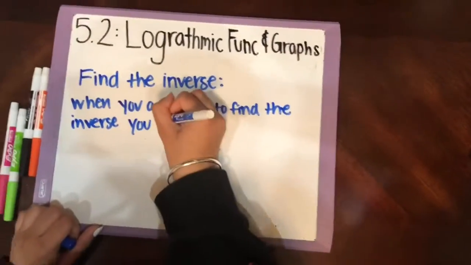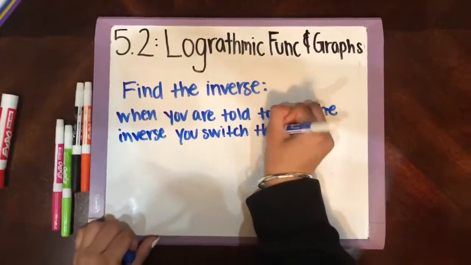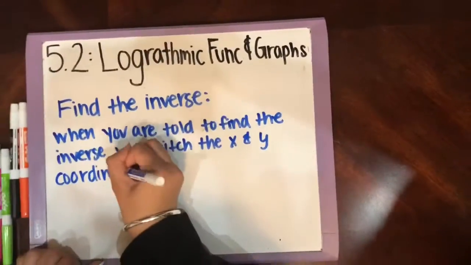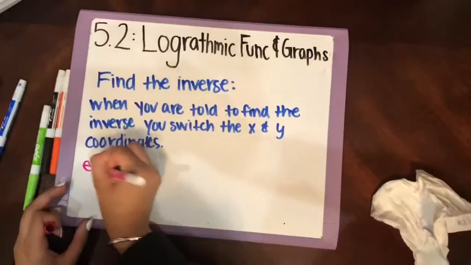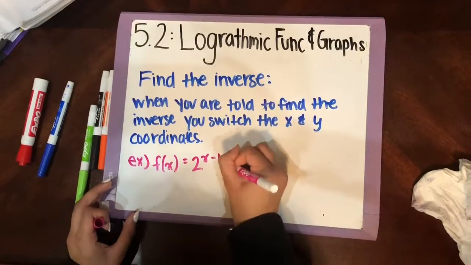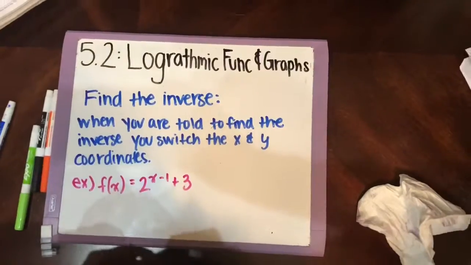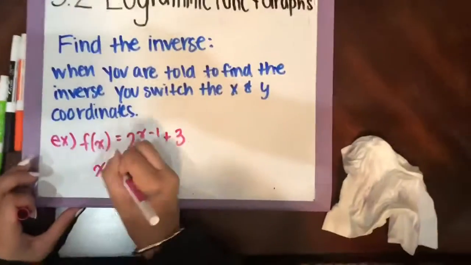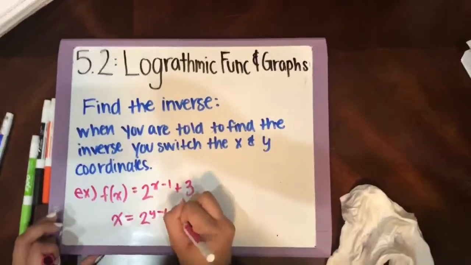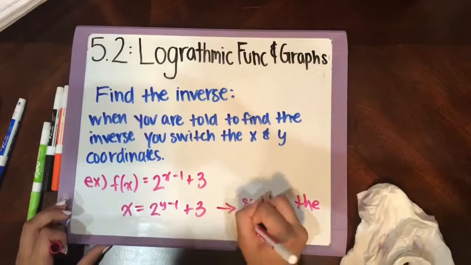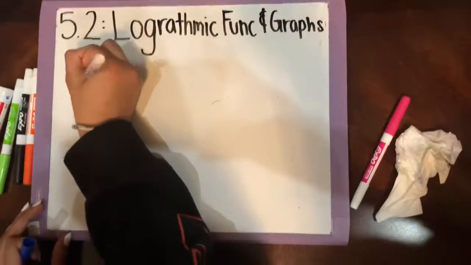Okay, so now let's find the inverse. When you're told to find the inverse, you switch the x and y coordinates. For example, if you look at the function f(x) is equal to 2 to the power of x minus 1, plus 3. So now you must switch the x and y coordinates, which then you will get x is equal to 2 to the power of y minus 1, plus 3.